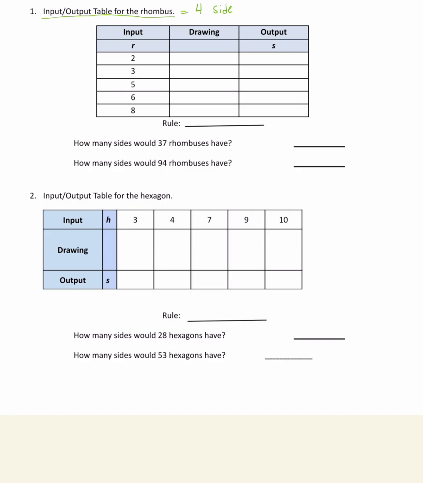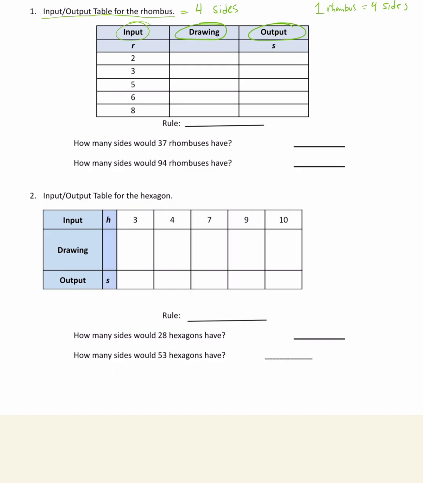So let's start this and let's do this first one together. Okay, so we know a rhombus has 4 sides. And we know from the previous one we did, the triangle, the input is the amount of shapes. We're still following the same rule. So input, this part over here, is the amount of shapes. This is kind of like where our rule goes. It's our drawing. And then our output is going to tell us how many sides we have. So, for example, we already know that one rhombus has 4 sides.